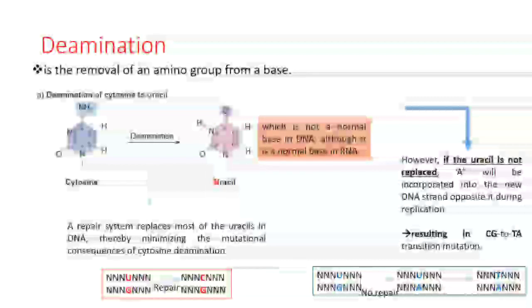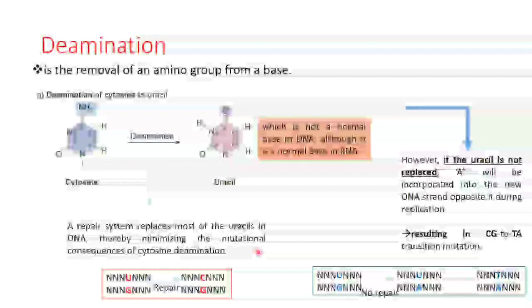And we know that uracil is normally present in RNA and not found in DNA. So let's consider, guys, this is a DNA sequence. Here, at this level, we normally had a cytosine, but after deamination, the cytosine was converted into uracil. So we have U facing the G. If the uracil is repaired by the repair systems, it returns to cytosine, so there is no error, and this will minimize the mutational consequences of the cytosine deamination.